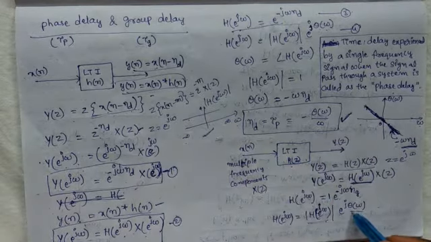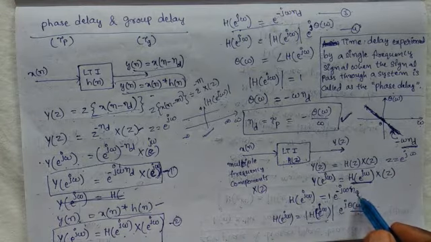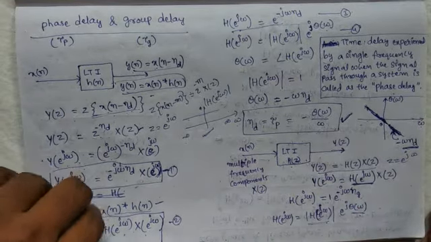What is the phase angle? Theta of omega is equal to minus omega ng.